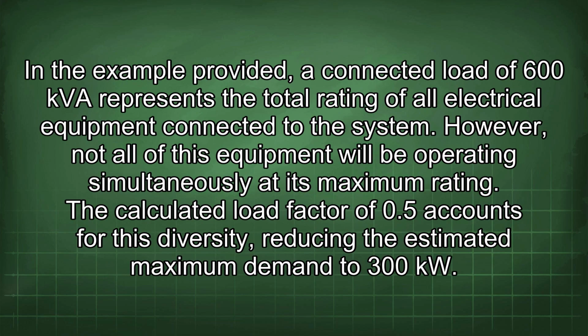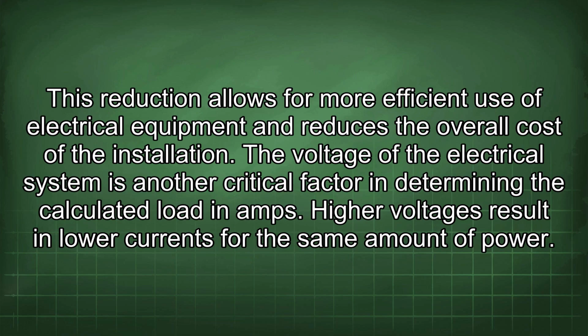In the example provided, a connected load of 600 kVA represents the total rating of all electrical equipment connected to the system. However, not all of this equipment will be operating simultaneously at its maximum rating. The calculated load factor of 0.5 accounts for this diversity, reducing the estimated maximum demand to 300 kW. This reduction allows for more efficient use of electrical equipment and reduces the overall cost of the installation.